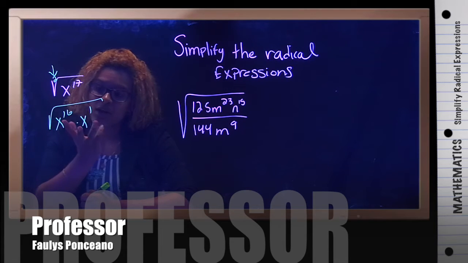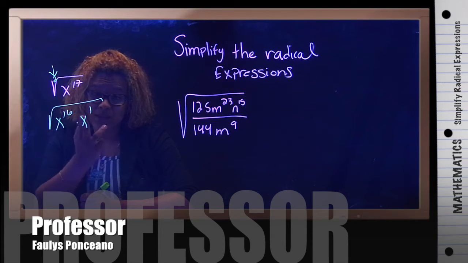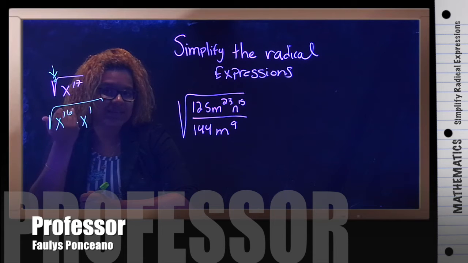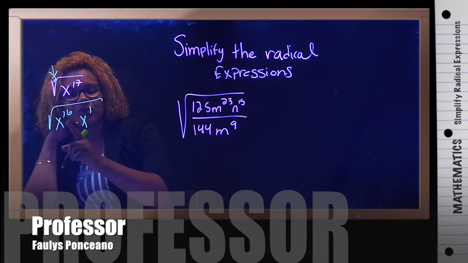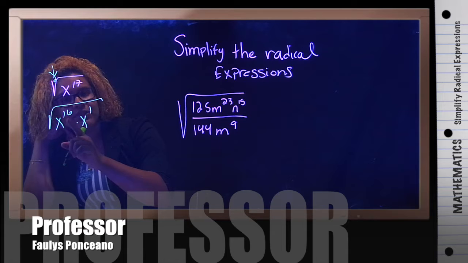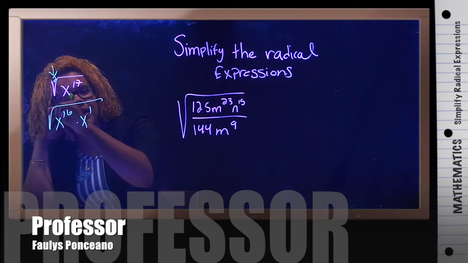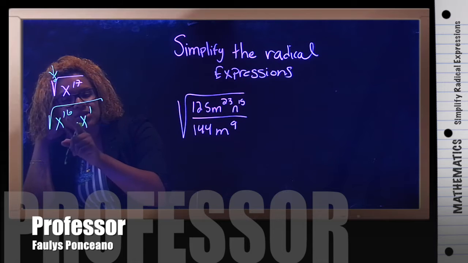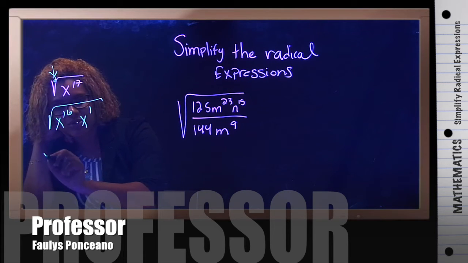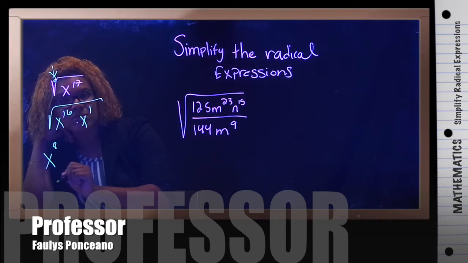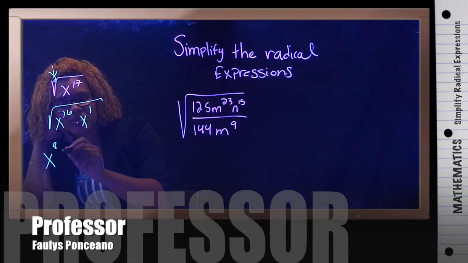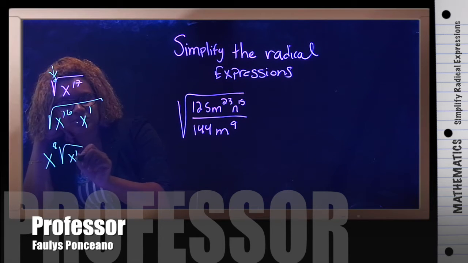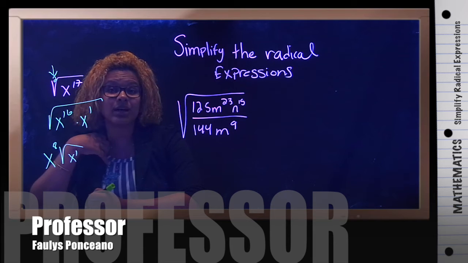If you recall, when you multiply, you add the exponents. That gives you x to the 17. So for the even exponent, you want to divide by 2, right? How many times does 2 fit into 16? 8 times. So x to the 8 comes out and x to the 1 stays inside. And that's it for that first example.